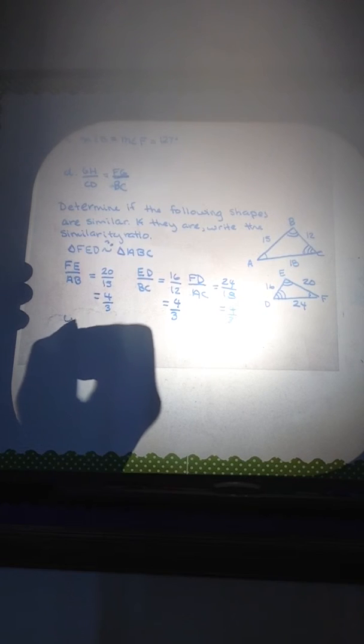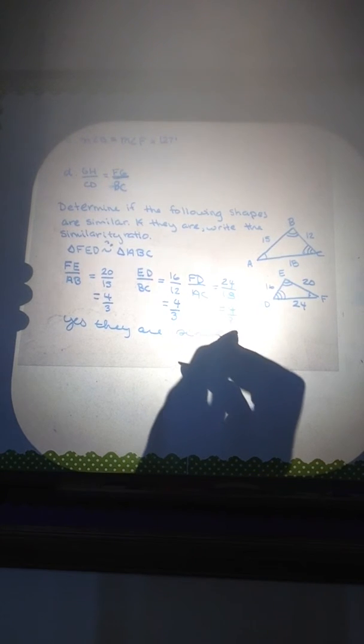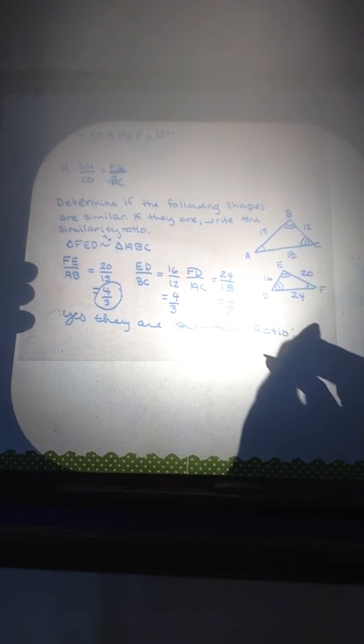So since all the angles are congruent and we have proportional sides, the answer is yes. They are similar. And then it asks for the similarity ratio. This is your similarity ratio right here. If the answer is yes, they should all be the same, so you only have to write it once. So the ratio is 4 to 3.